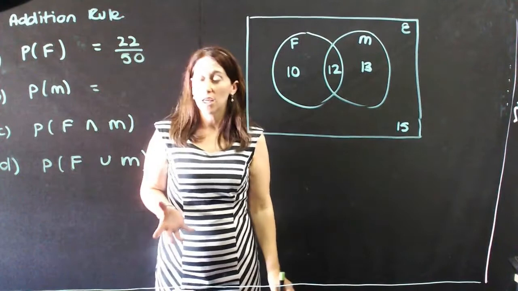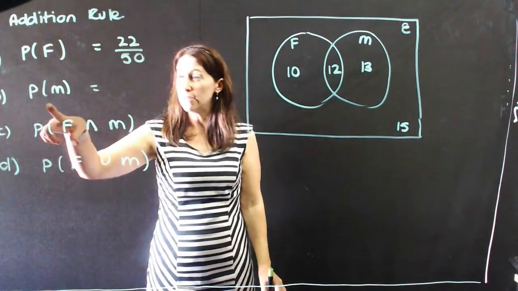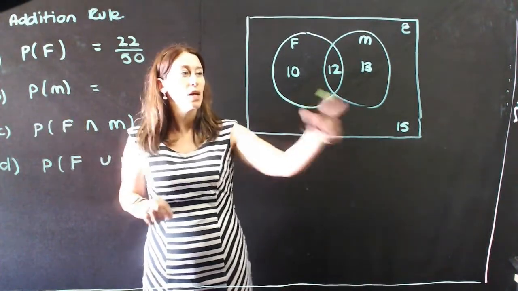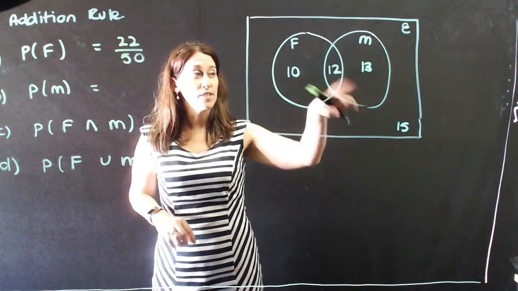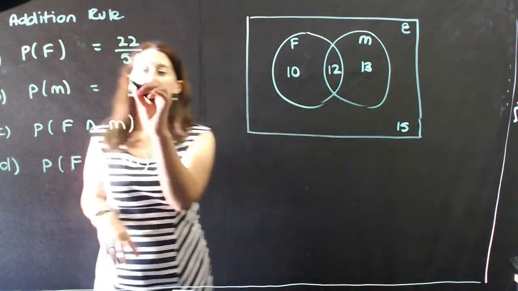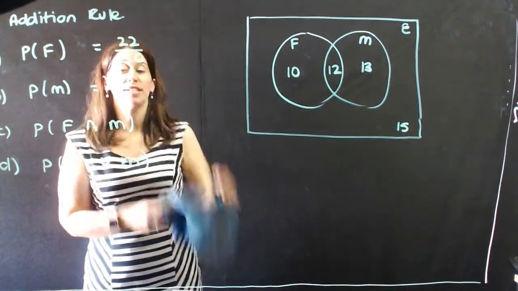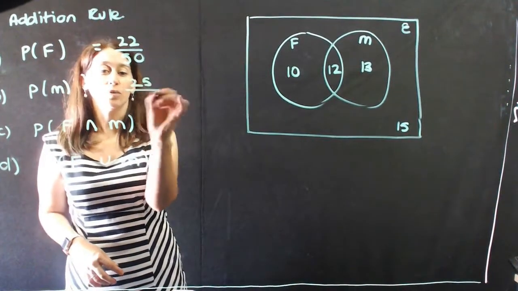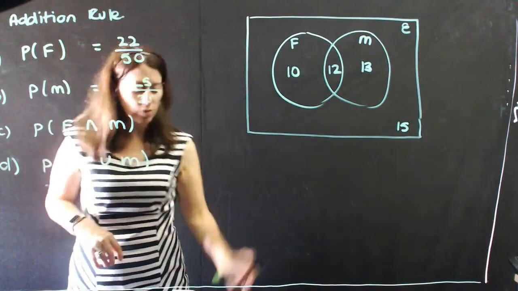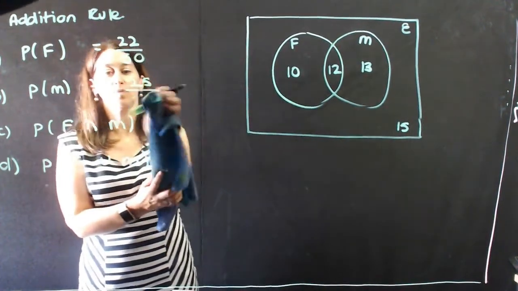Let's look at the probability if a student's chosen at random that they'll go to the movies. This circle represents the movies. We can see there are 25 students out of the 50 that would go to the movies. What's wrong with me today? I keep writing the wrong number.